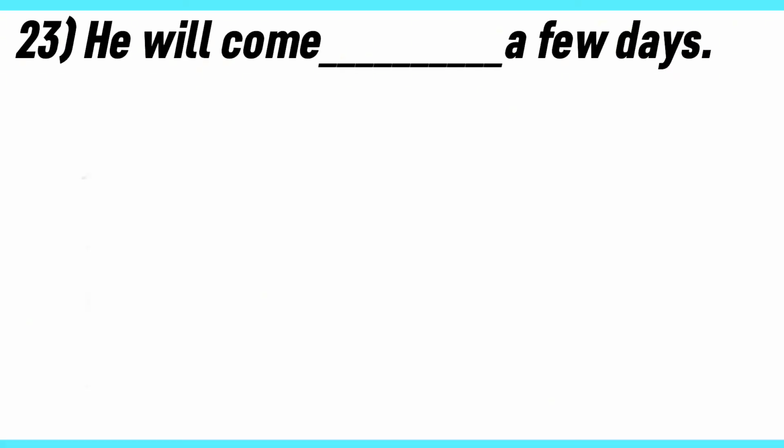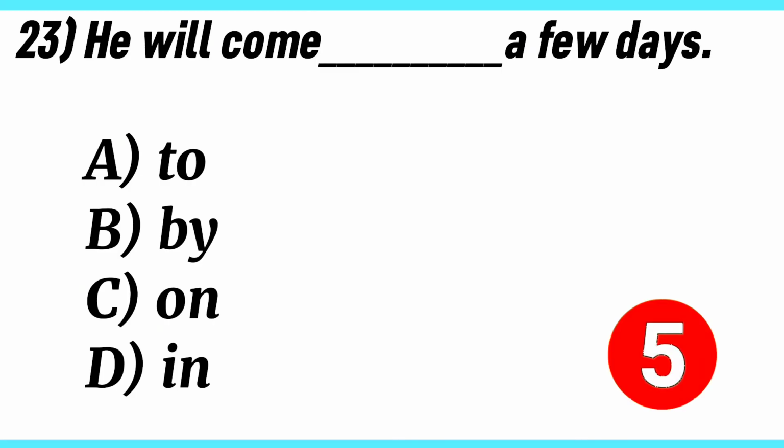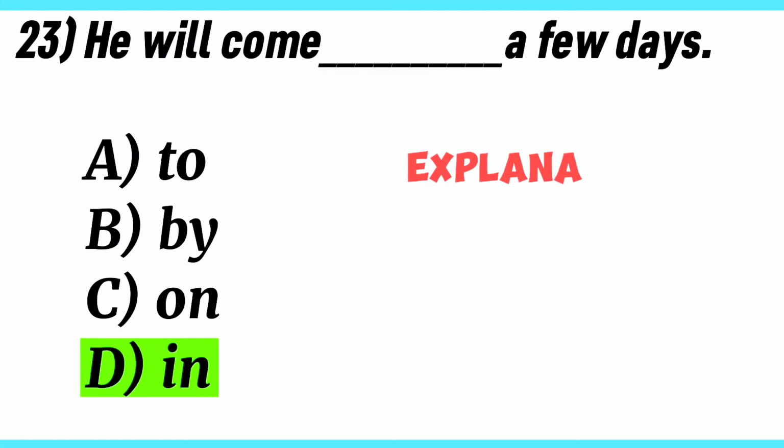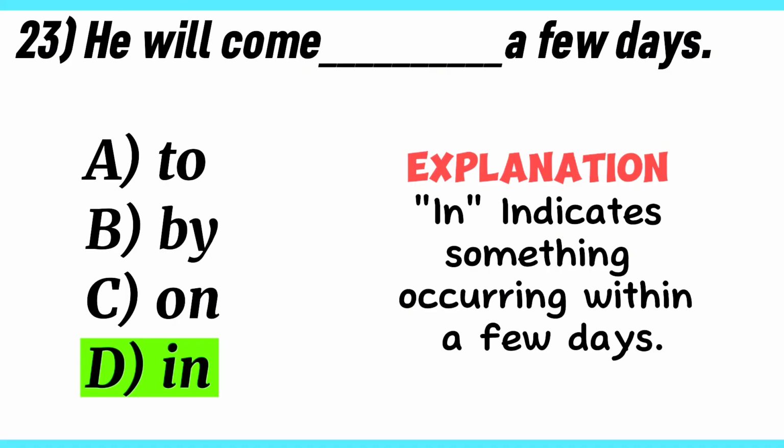He will come dash a few days. The correct answer is option D, in. Explanation: in indicates something occurring within a few days.